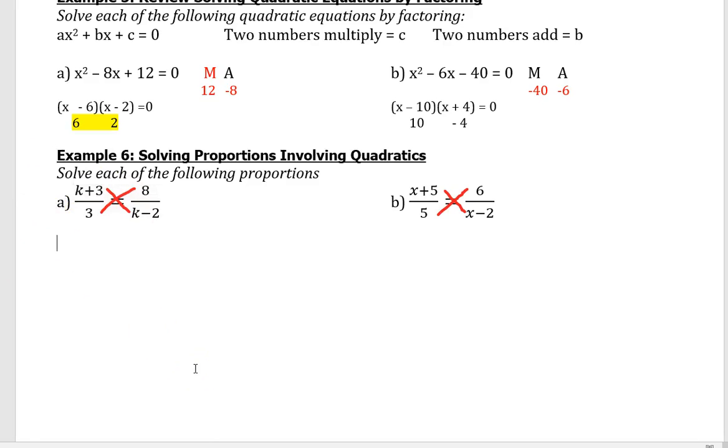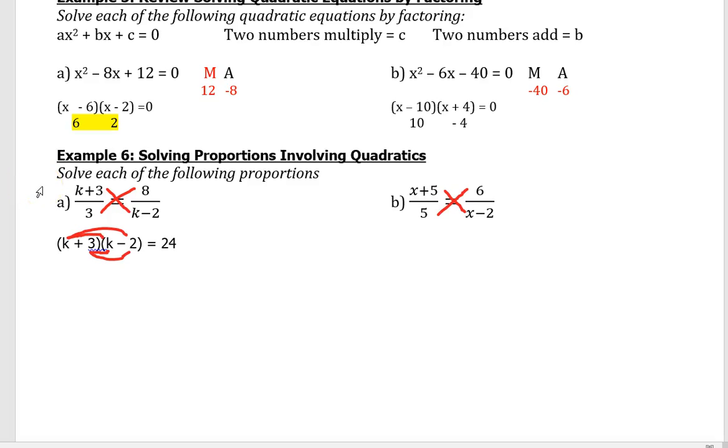So for this first question, my cross products end up being k plus 3 times k minus 2. Now the other side of the equation is just going to be 8 times 3, which is 24. Okay, if you remember doing this in Algebra 1, we're just going to do a FOIL. I just think of this as a double distributive property. So I'm going to multiply k by both of those terms, and then I'm going to multiply 3 by both of those terms to start this process.